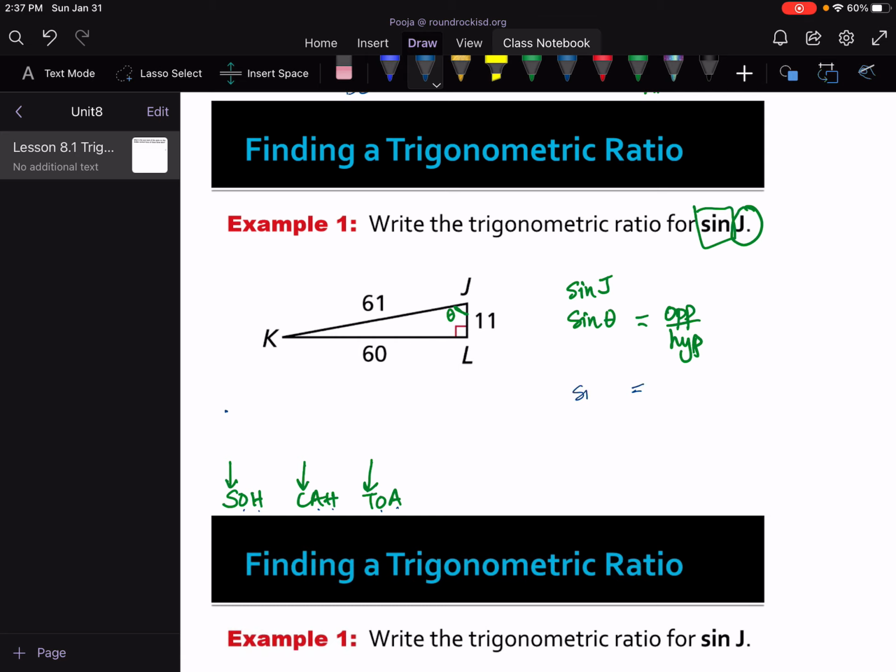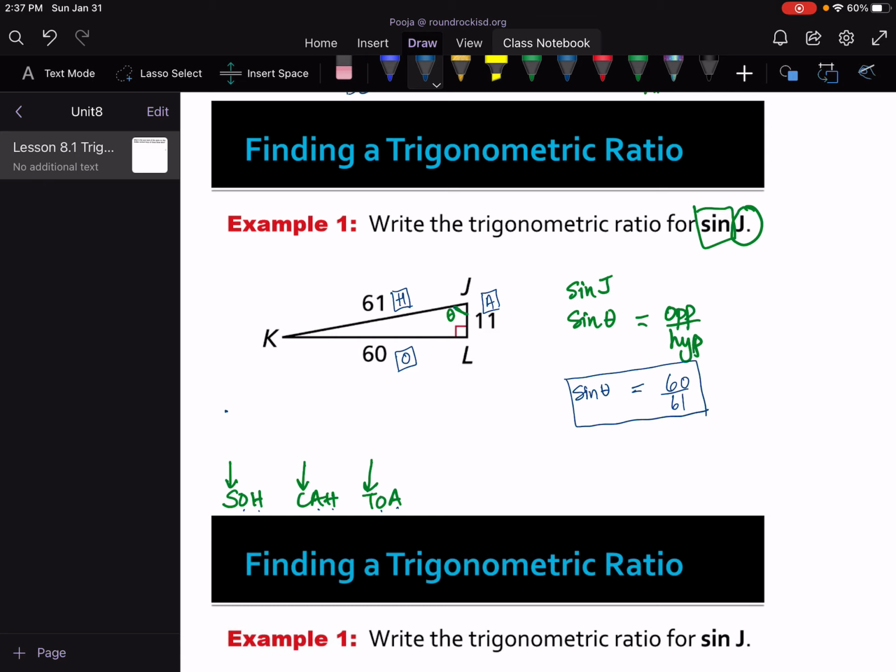So I'm like, all right, sine of theta is opposite over hypotenuse. Now let me declare which one's opposite. This one's clearly the hypotenuse. Between the 11 and the 60, this one's the opposite, and this one's adjacent. So I hope that part is clear. So opposite is 60, hypotenuse is 61. They asked me to write the trig ratio, and I have written down the trig ratio.